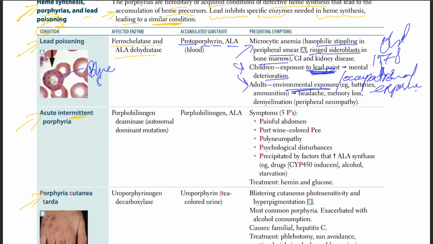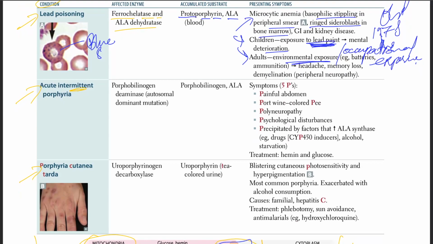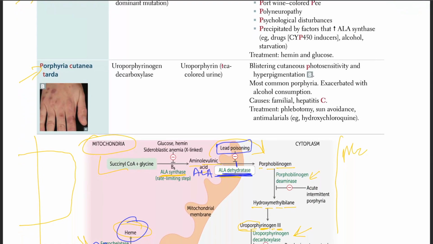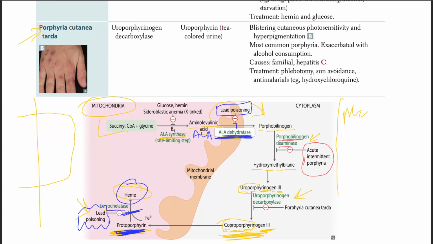Alright, moving on with acute intermittent porphyria. What is the affected enzyme here? The affected enzyme is porphobilinogen deaminase. So let's change the color here. We have acute intermittent porphyria, and the enzyme which is not working is this, porphobilinogen deaminase. If you knock this out here, everything will accumulate back.